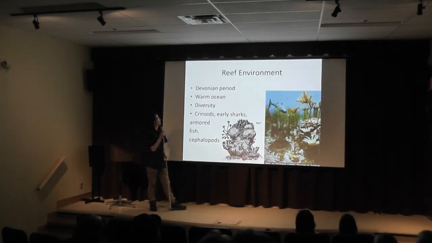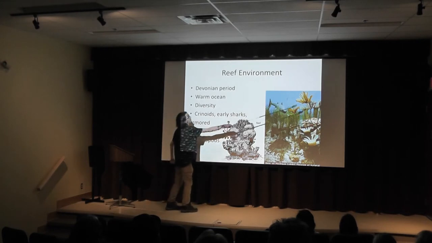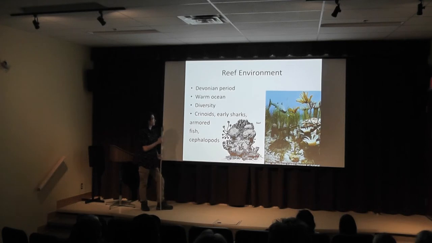Next, we'll be going over the Devonian sites. So, in the Devonian period, reefs were at an all-time high. We find large quantities of coral fossils in these sites, which show the oceans here to be quite warm during this time. And there was a great diversity of marine life, including crinoids, which are these guys right here, a form of sea lily, which we still have alive today, but in deeper waters. Early sharks, and armored fish, which are called placoderms, which we no longer have today, sadly.